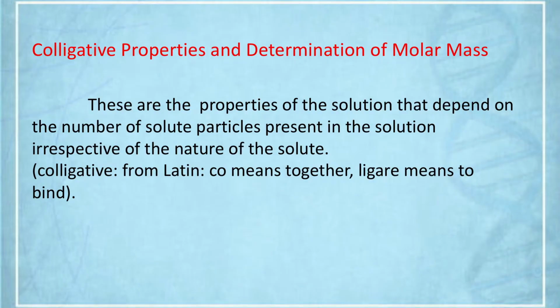What is colligative property? Colligative properties are those properties of the solution that depend only on the number of solute particles present. They do not depend on the nature of the solute. This is derived from Latin words: co means together and ligare means to bind. So, colligative property.